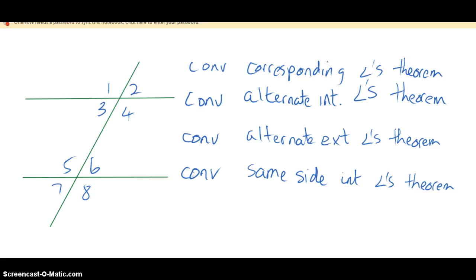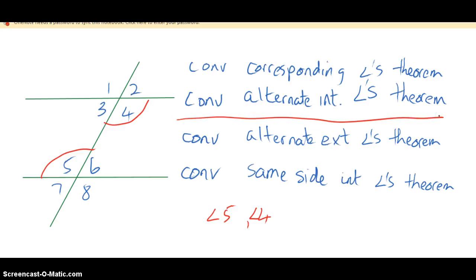If you're lucky on the test, you might get asked a question like this that will say something like angle 5 and angle 4 are congruent. Which theorem can we use to show that the lines must be parallel? Well, angle 5 is here and angle 4 is here. So what kind of angles are they? Well, they are alternate interior. So to prove that the lines are parallel, it's this one right here, the converse of the alternate interior angles theorem. So let's try another one.